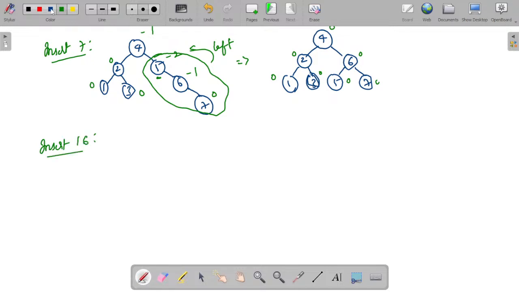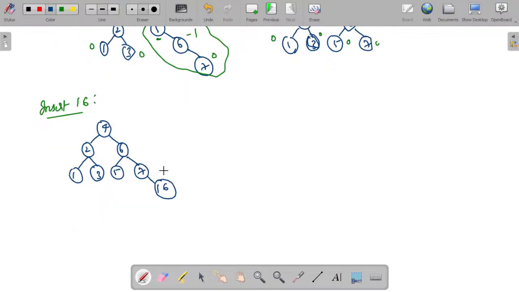Okay, first we should consider the present tree, which is this tree: 4, 2, 6, 5, 7, 1 and 3. Now we are asked to insert 16. So where will 16 be inserted? At this position.